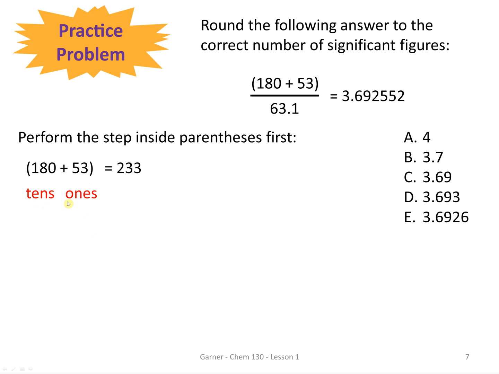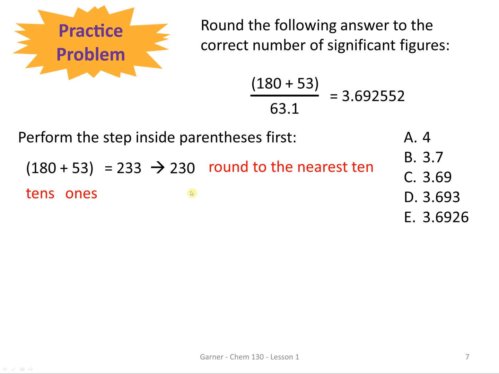So ones is more precise than tens, so I'm going to round my answer to that less precise position, to the nearest 10. So 233, if I round that to the nearest 10, it's going to give me 230.